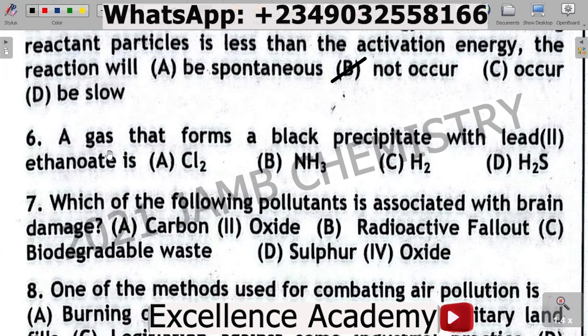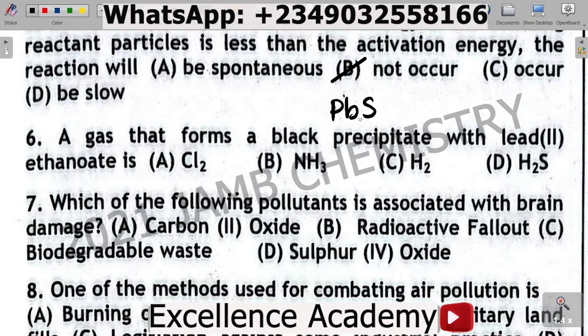Number 6 says a gas that forms a black precipitate with lead-2 ethanoate is A. Chlorine, B. Ammonia, C. Hydrogen, D. Hydrogen sulfide.